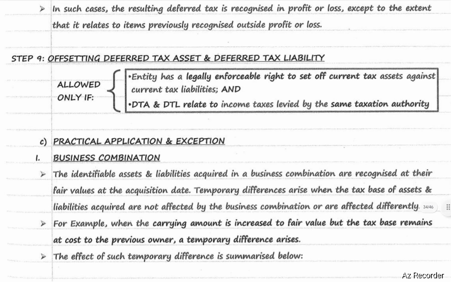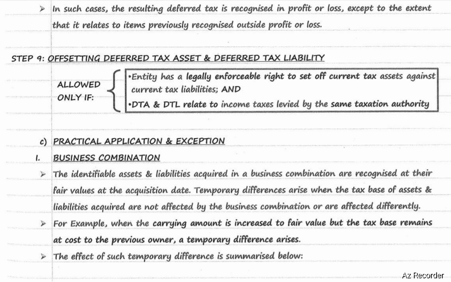Next, step number 9, offsetting deferred tax asset and deferred tax liability. Offsetting of deferred tax asset and deferred tax liability is allowed only if the entity has a legally enforceable right to set off current tax assets against current tax liabilities, and the deferred tax asset and deferred tax liability relate to income tax levied by the same tax authority. Both the conditions need to be satisfied in order to offset deferred tax asset and deferred tax liability.